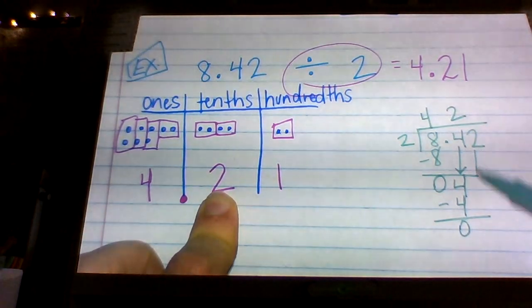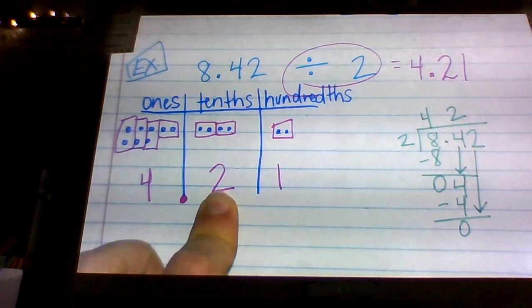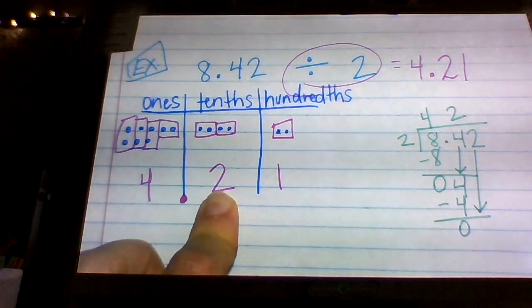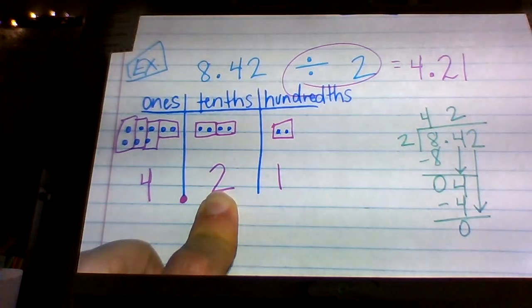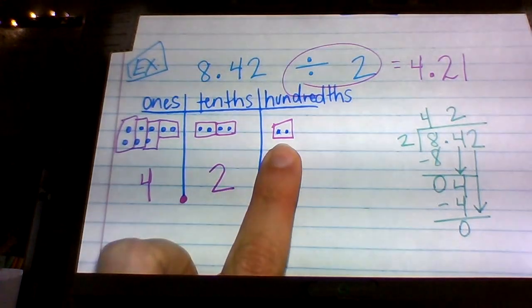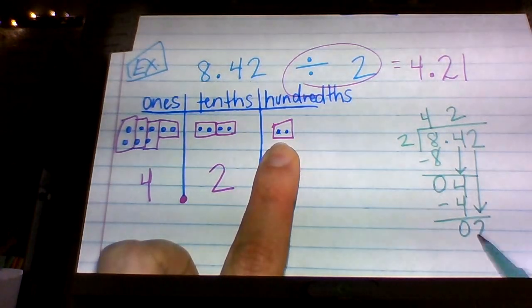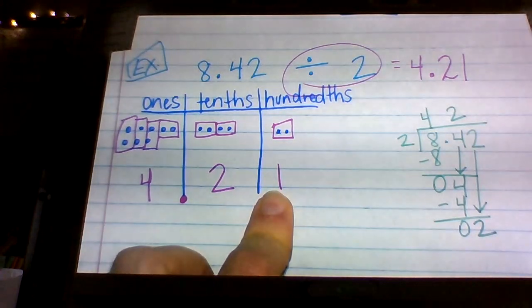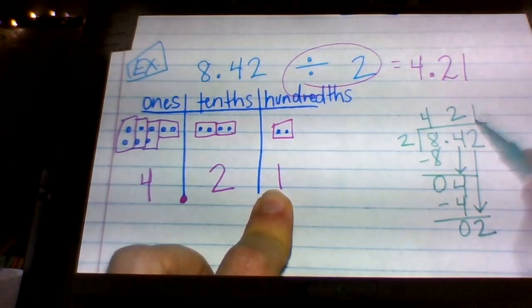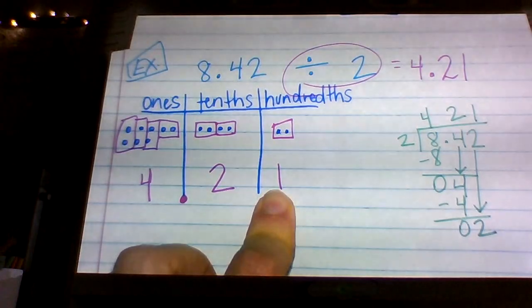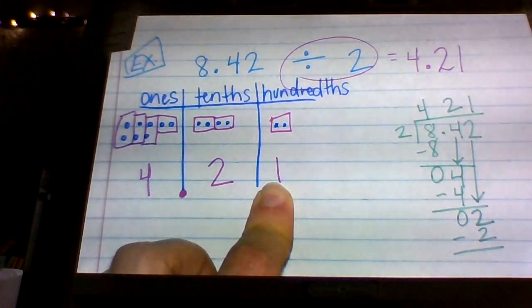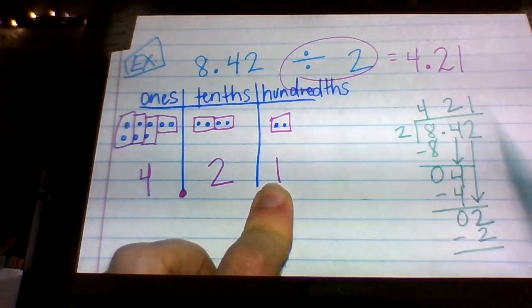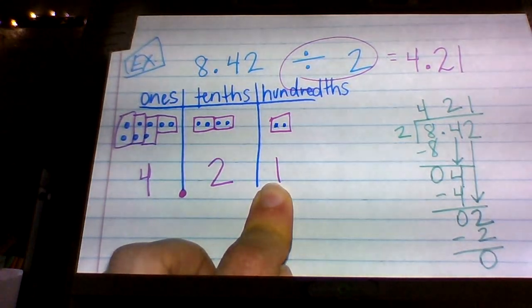Then parents, you might say, bring down the 2. Okay, but what does that mean? Where is there a 2? Why am I bringing it down? What does that mean? Well, it's because there's 2 hundredths still. How many groups of 2 can I make from 2 hundredths? 1. 1 group of 2 is 2. Were there any hundredths left over? No. Our remainder is 0.